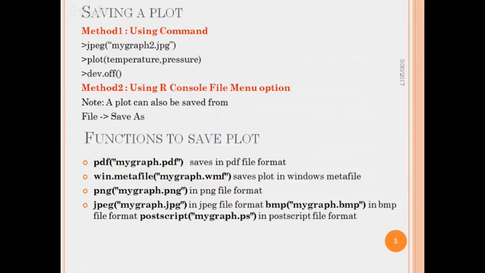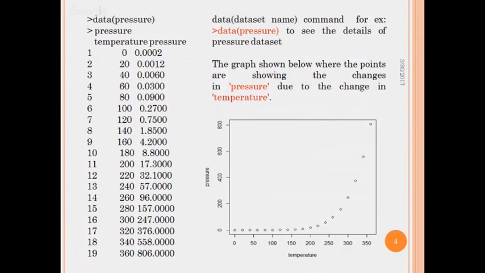If it is a PNG file, you will have to change the name of the function to PNG within brackets, double quotes, in which you give the name of the file, mygraph.png. Then plot the graph, let's say between temperature and pressure, and then dev.off. I have written DEV. Just look at the top. The cursor is not coming.